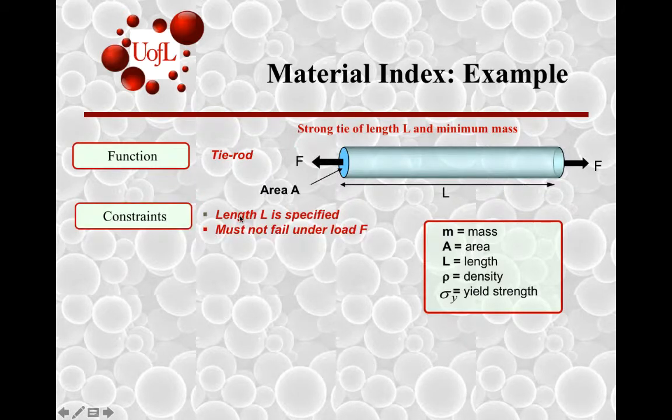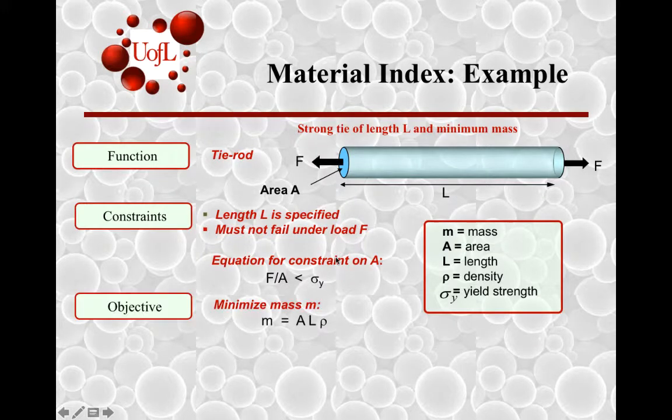You had constraints of a specified length and a minimum load that it should be able to support without failing. M is the mass, A is the area, L is the length, rho is the density, and this is the yield strength of the material. So equation for the constraint on the area is force over area should be less than the yield strength of the material. And the objective is to minimize mass.